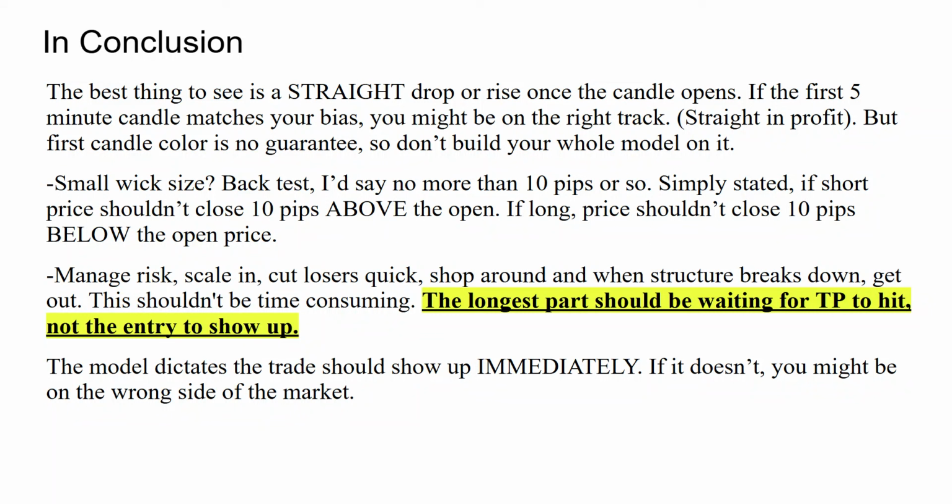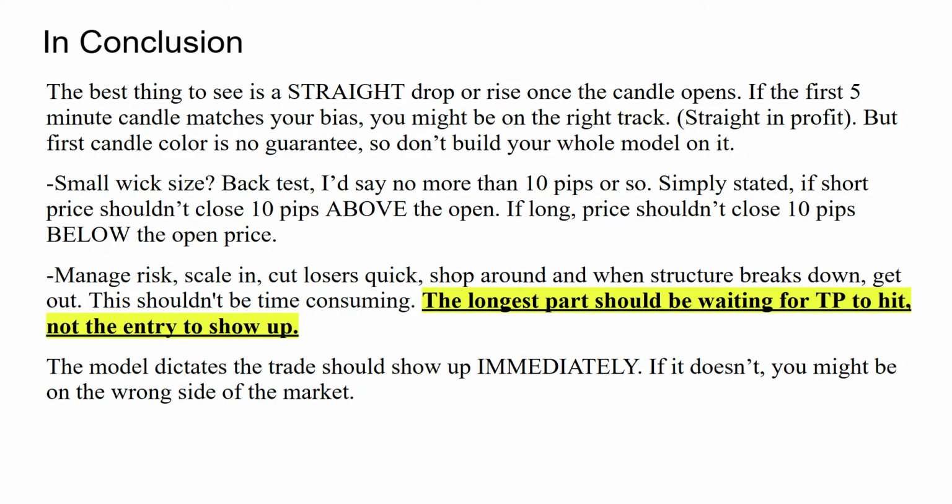But simply stated, if you're short, price shouldn't be 10 pips above the candle open, and if you're long, the price shouldn't drop below 10 pips of that candle open price. So it should be fairly short. Of course, you always want to manage risk and scale in. If you're expecting a straight drop, why not add to the position? When you're right, you want to be right big. But when you're wrong, if price goes up against you, just get out. That way you'll have capital to take another trade when it appears.